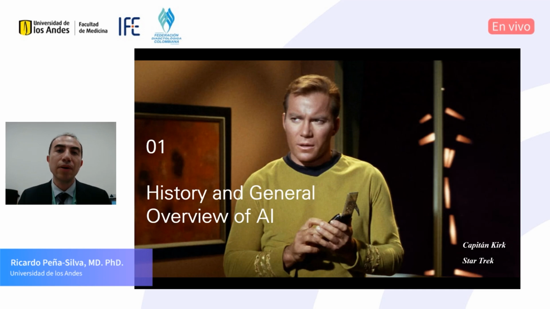And in this image, we can see a picture of the original Star Trek. And there is an interesting fact. The story of Star Trek is set in the year 2263. So this is 200 years ahead of the current times that we are living. And this was the cell phone that was used by Captain Kirk.